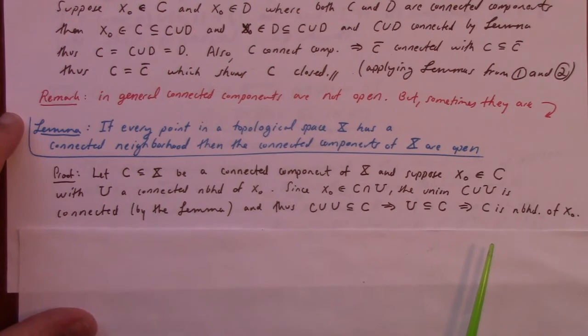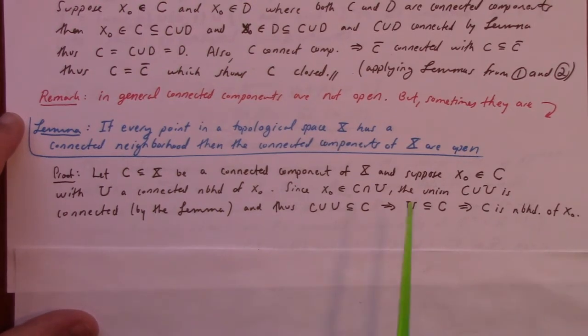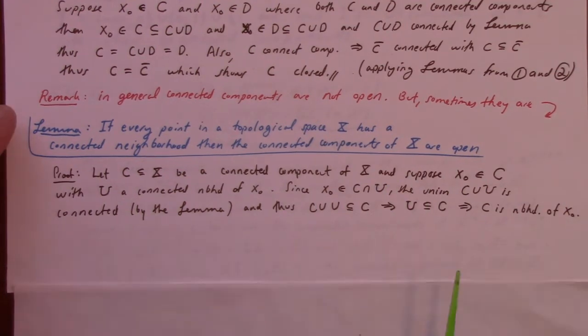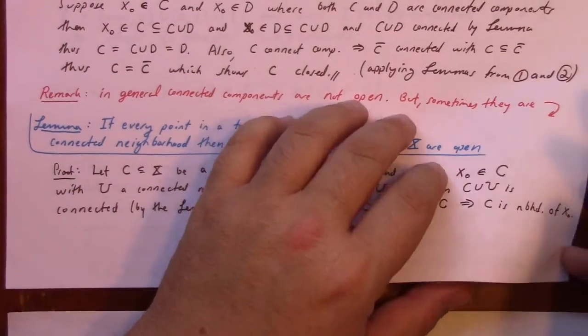So every point in the topological space X has a connected neighborhood, then the connected components of X are open. So to show something's open, you can take an arbitrary point and prove that there exists an open set around that point, and that suffices to prove that the set is open. And I believe that is what has just happened here. So let's move along.